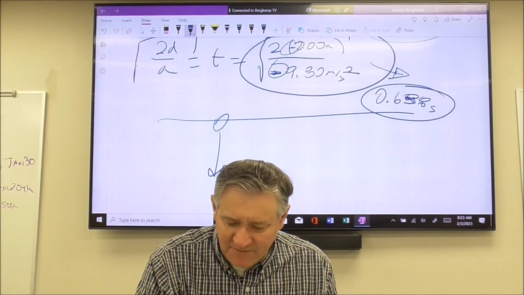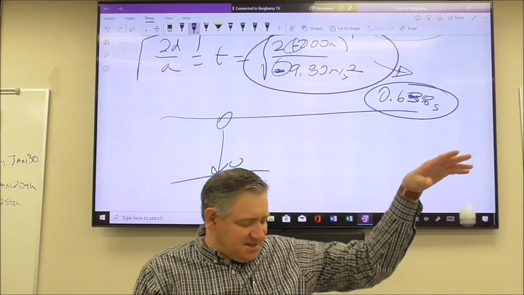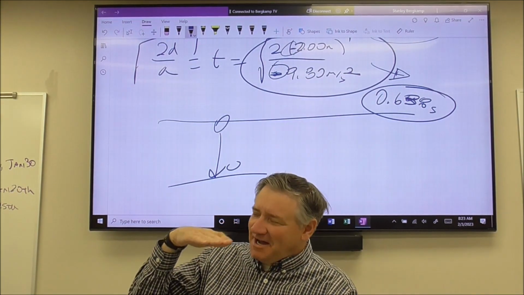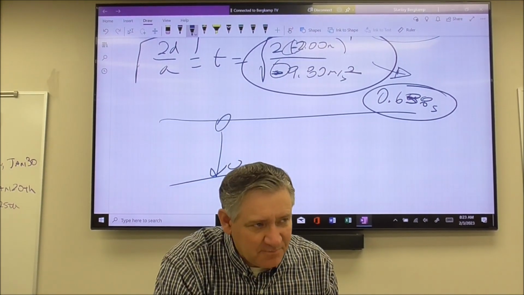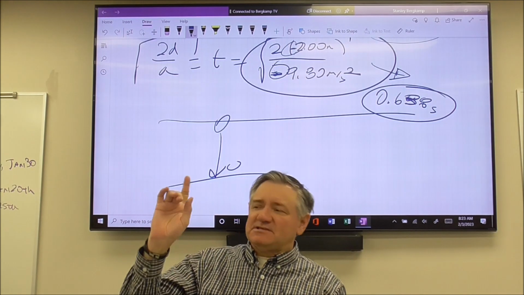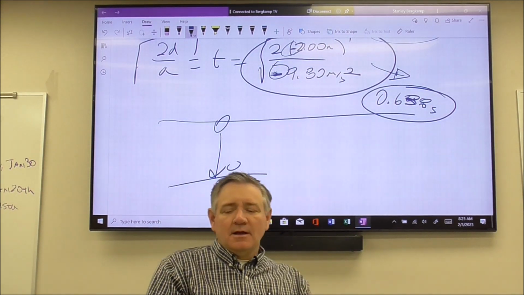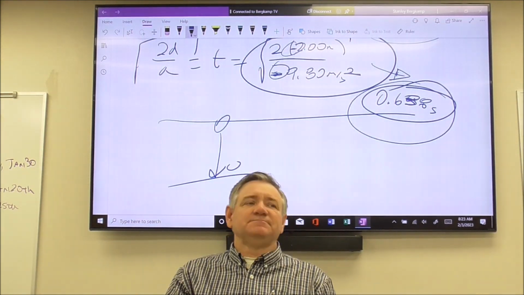I need to figure out how fast it's going when it hits the ground. Now, don't tell me it's 0. Oh, velocity is 0 because it hits the ground. No, that's not it, okay? We need to figure out what the velocity is at the point of impact. Now, I want you to think very carefully before you answer this question. Very carefully. I'm going to fall for 0.638 seconds.